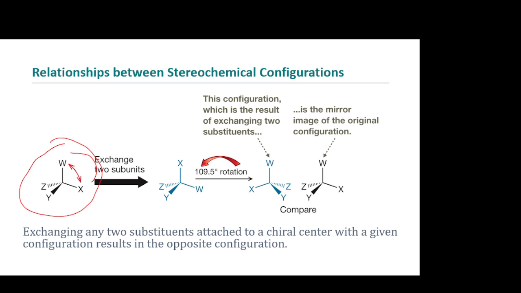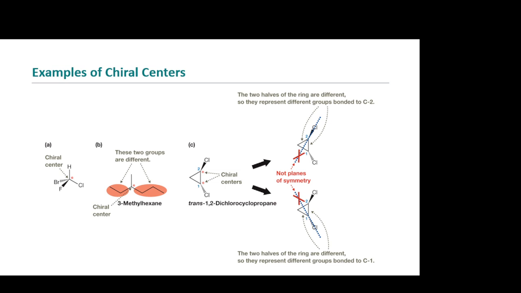So, for example, right here, we go ahead and swap the W and the X, and that's going to give us a 109.5 rotation, which would cause us to no longer match up with it. So, see, we've actually generated the other stereocenter, the other chiral form. Okay? So again, these are some different examples of stereocenters.